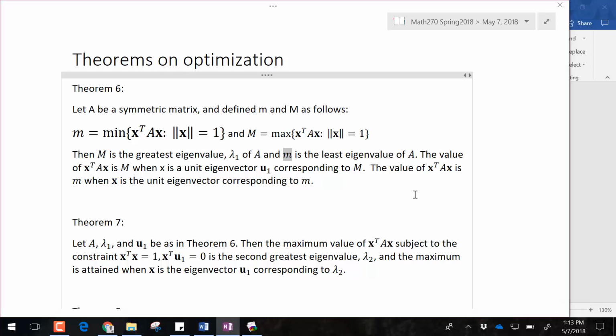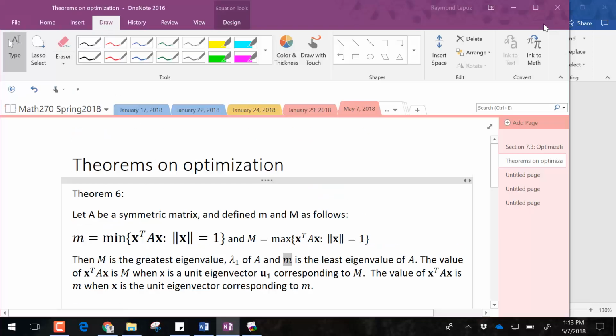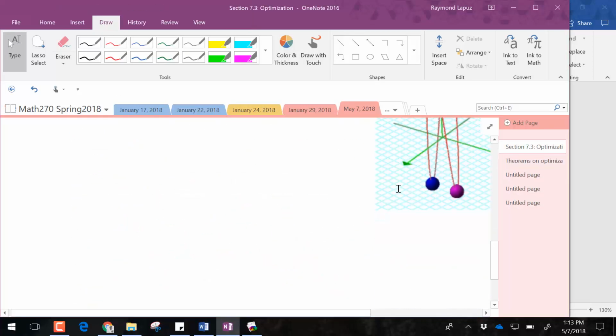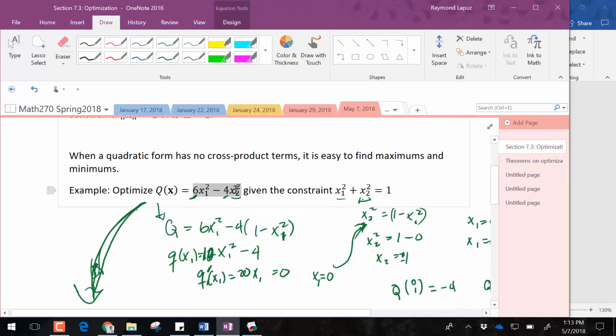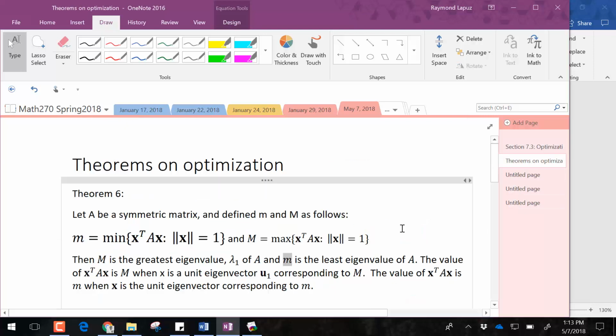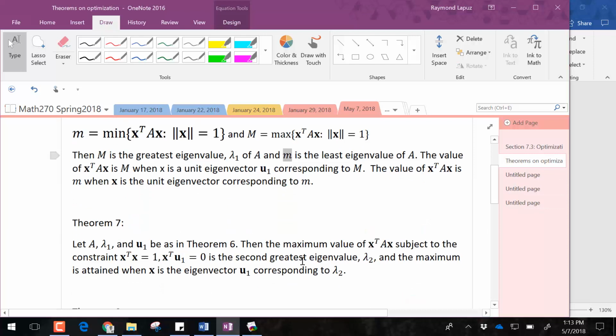We kind of got that. I don't know if you guys remember, but going back to the example that we just did, since there are no cross product terms, remember those eigenvalues are the coefficients. So 6 and -4 are the eigenvalues. They just happen to be the coefficients. So now more generally, if you do have cross product terms, if you can find the eigenvalues, which you should be able to, then those maximum and minimum values are the largest and smallest eigenvalues.